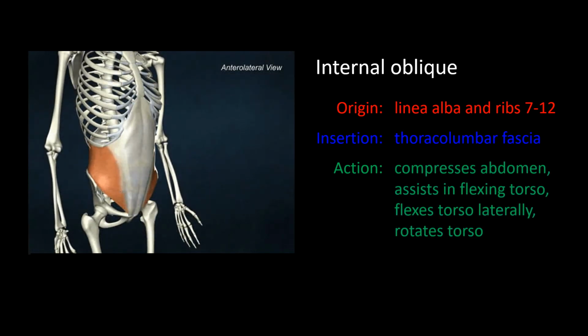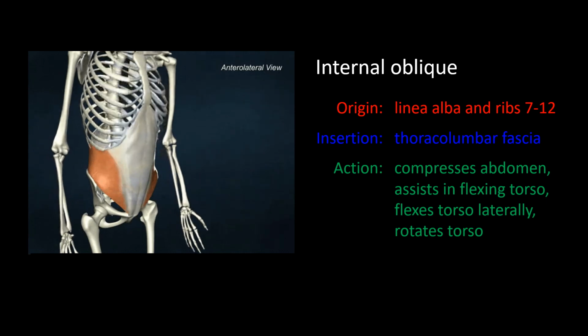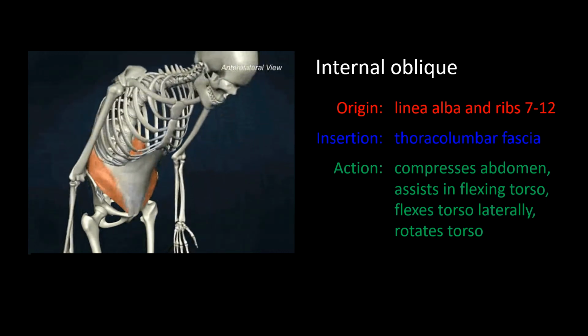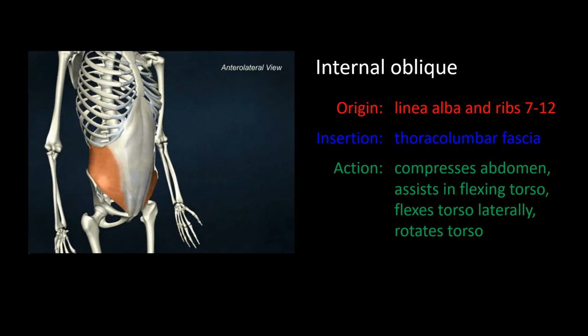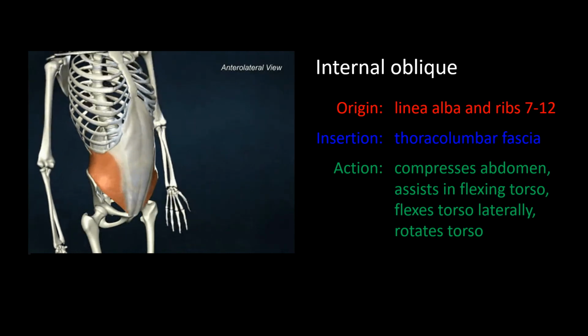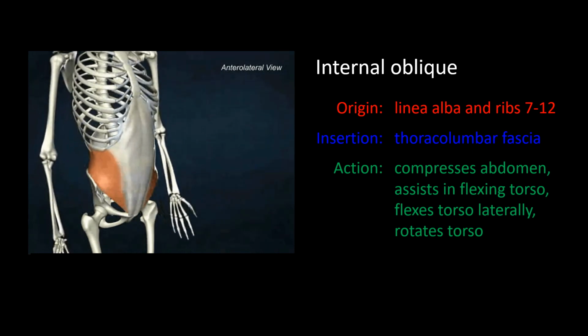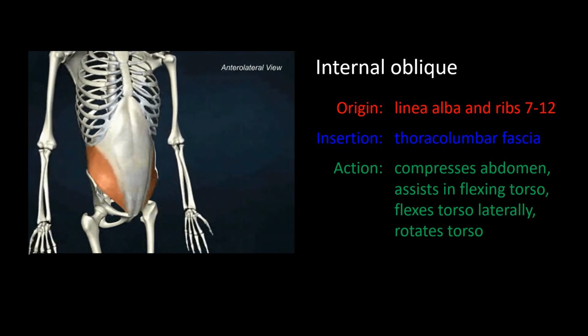So the very first thing that the internal oblique can do is to compress the abdomen. And so you see it compressing. That took it long enough, didn't it? It can assist in flexing the torso. It can also flex the torso laterally. And what I think of as its main action is it rotates the torso.